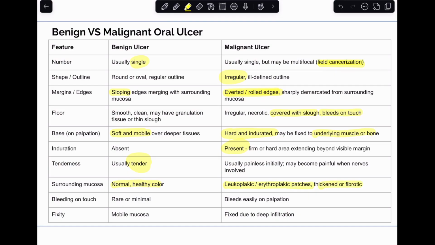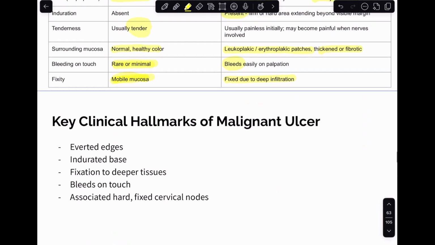malignant ulcer. Moving on to bleeding on touch, which is rare or minimal in case of benign ulcer, but malignant ulcer easily bleeds on palpation. And last of all is fixity. Benign ulcer has usually mobile mucosa which is not fixed, whereas in case of malignant ulcer, we'll have fixed because of deeper infiltration. So these are all the differentiating features between a benign and a malignant ulcer in the oral cavity.